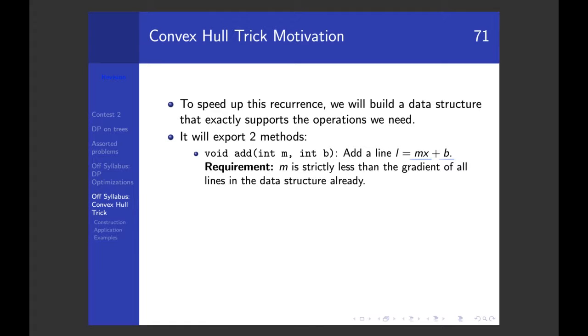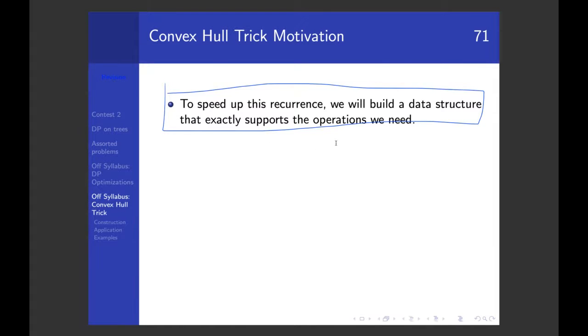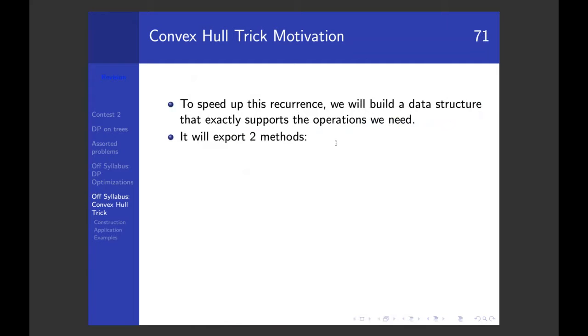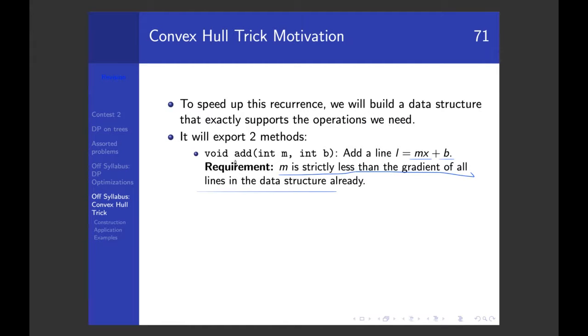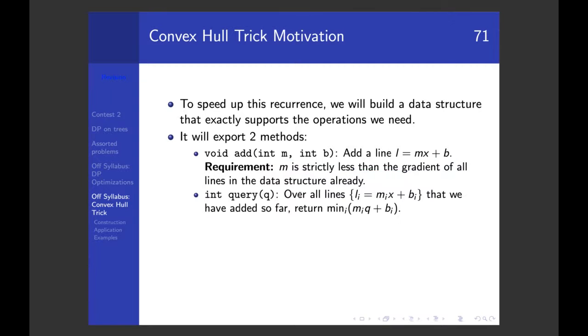If we get to it, you'll see that we have the requirement that m is strictly less than all gradients so far. If you remember, in our arbitrary problem, we said that was the case. I'm not going to go too far back. But we can add a new line as long as its slope is the least so far. And a query, which says, given some q, or some x coordinate, over all our lines, what is the minimum y coordinate?